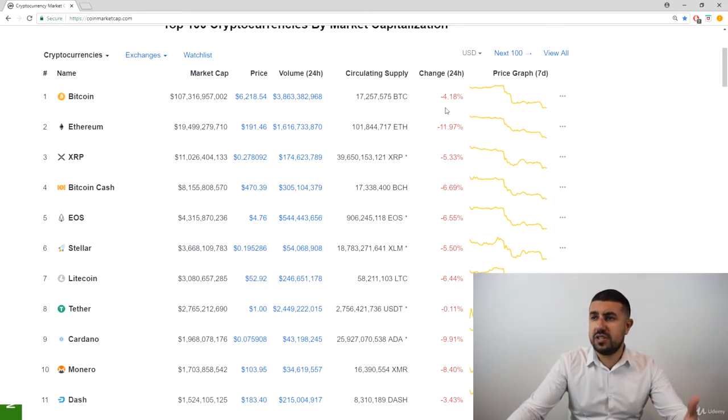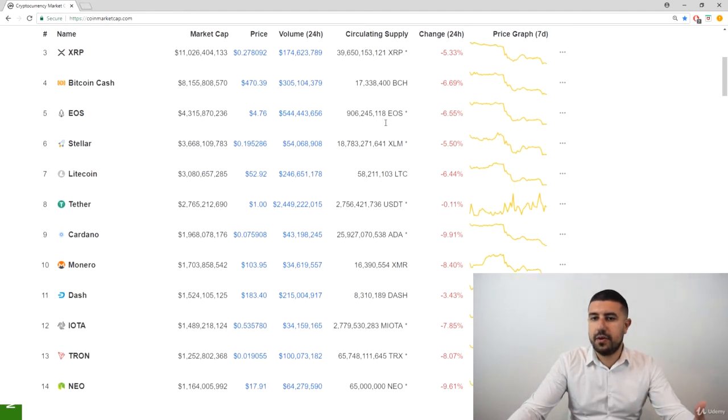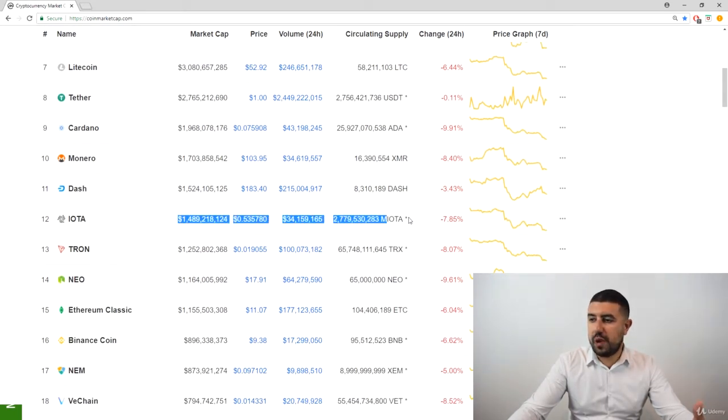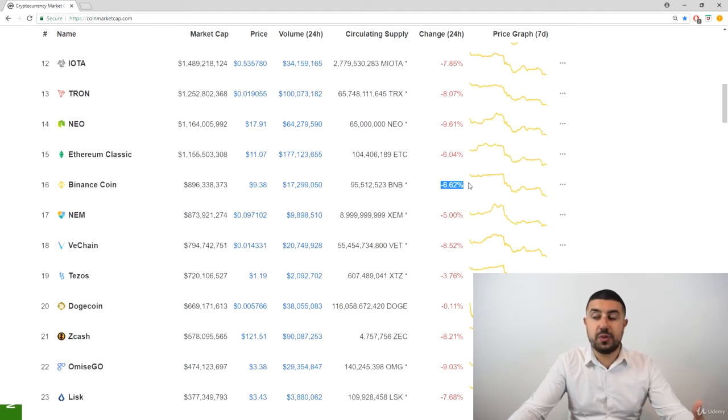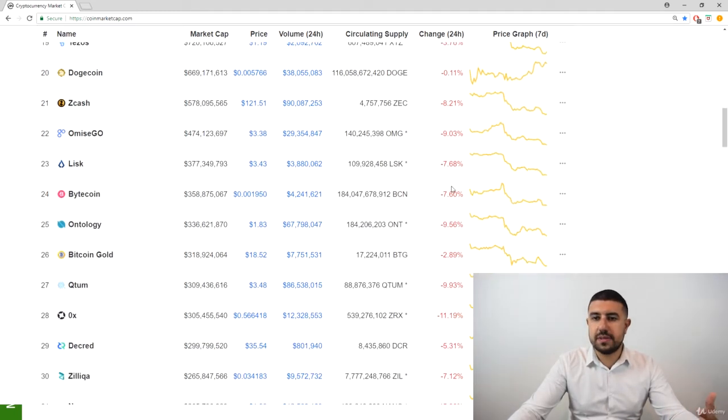Just looking at this, you see that Bitcoin dropped by 4%, but Ethereum dropped by almost 12. And IOTA, which is the coin we have, dropped by 7.8. Binance coin dropped by 6.6. So not the same movements, and that creates opportunities for us to rebalance.